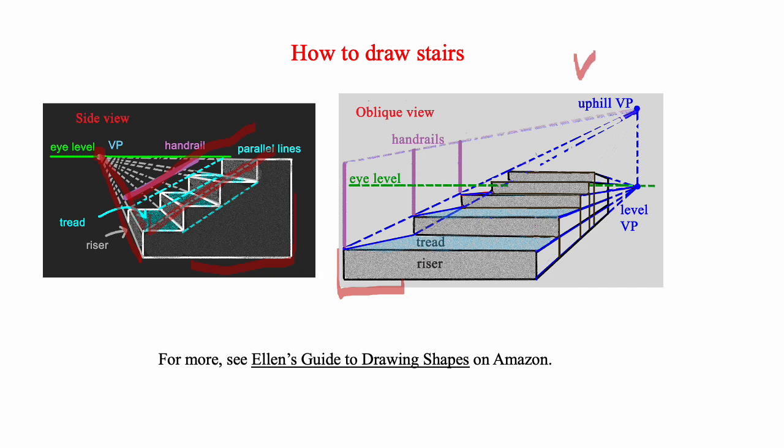In the second case, we again have the edges of the treads and the risers converging toward a vanishing point on eye level, whereas the handrail and the incline go to an uphill vanishing point that's vertically above the level vanishing point because they're connected.